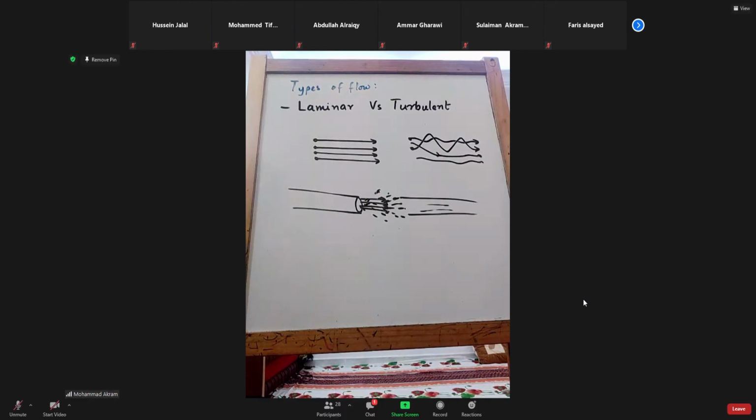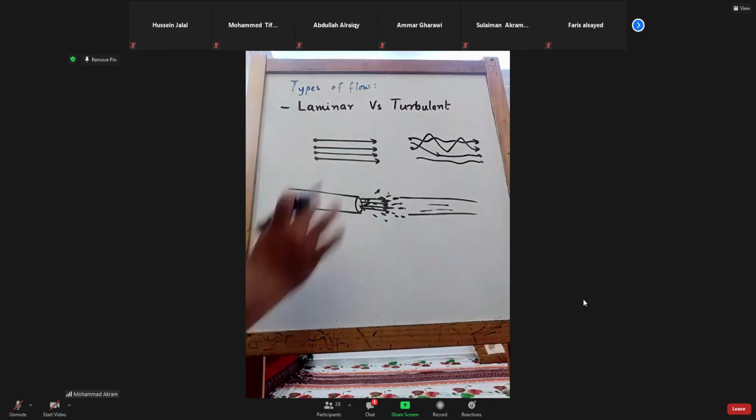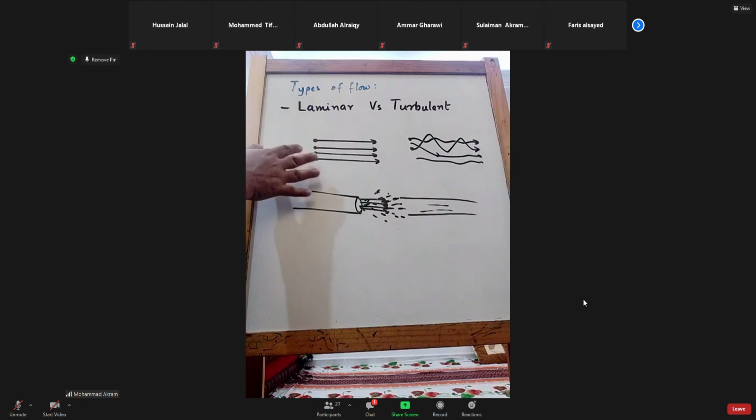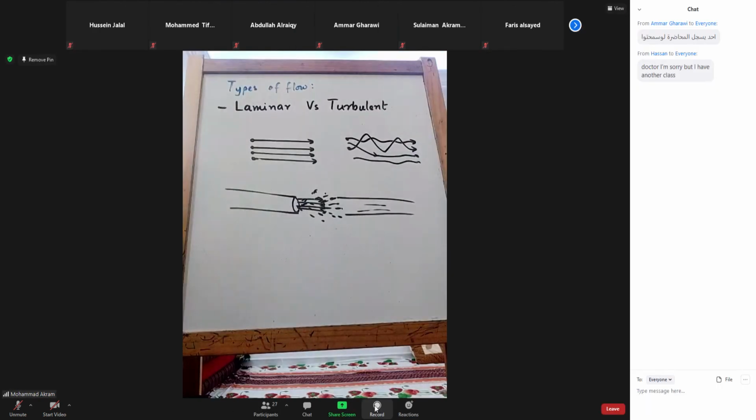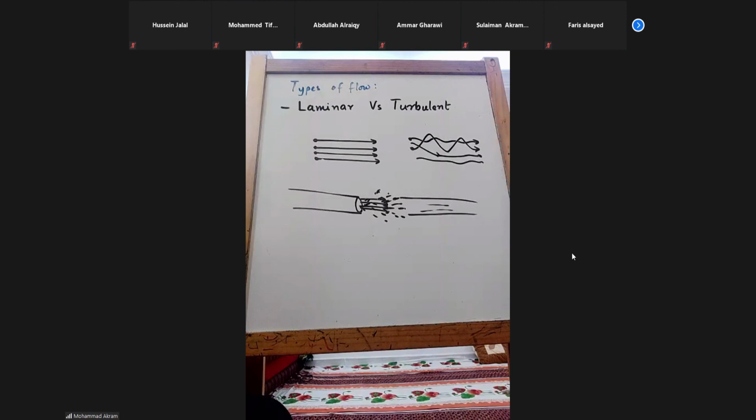We will stop here. In the afternoon class, we will start again with laminar and turbulent. I will explain this again. But remember that laminar flow means smooth flow, whereas if the flow has some changes in flow pattern, some particles going randomly, if the flow is random, then that random flow is called turbulent flow.